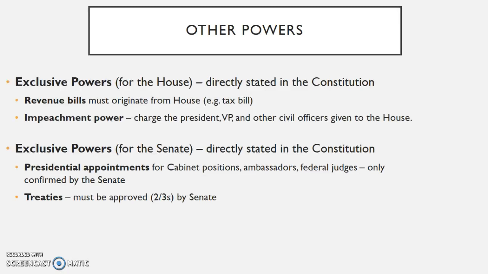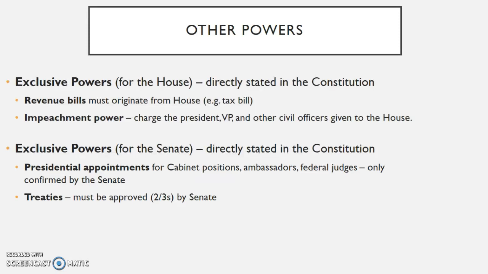In addition, it has exclusive power with respect to impeachment. It is in charge of charging the president, VP, and other civil officers given to the House. So with respect to impeachment, we don't mean removal. That's not what that word means. Impeachment simply means to bring up on charges.